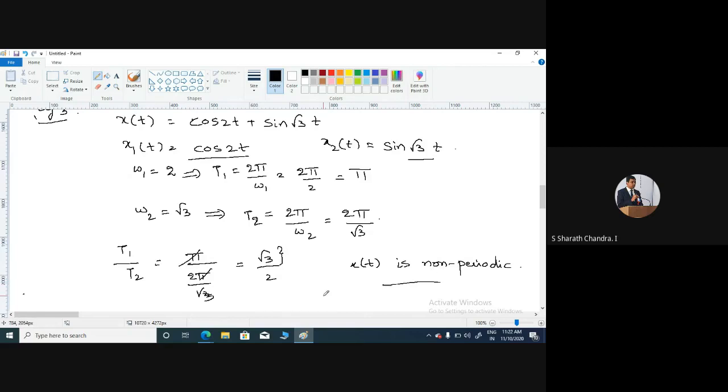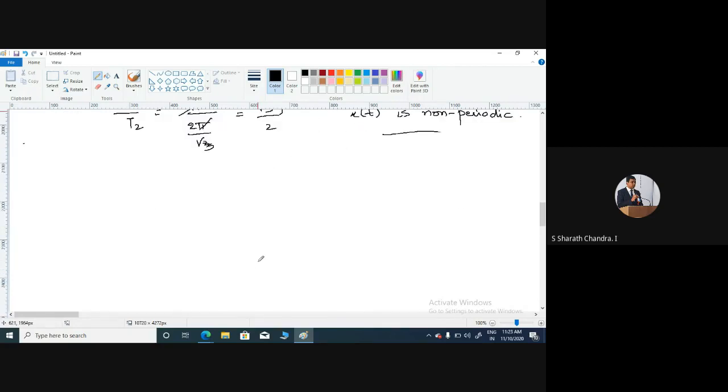This is how we check whether a composite signal like x of t, which is a sum of two signals, is periodic or not. We just need to consider the ratio of their fundamental periods, and if it is a rational number, then it is periodic, and if it is an irrational number, then it is non-periodic. Okay, so I will end this lecture with one more example where the composite signal is a periodic signal.